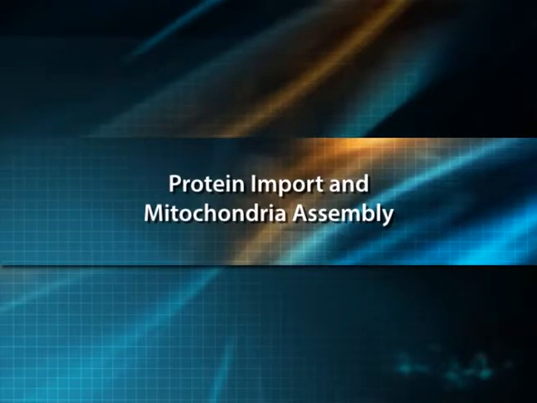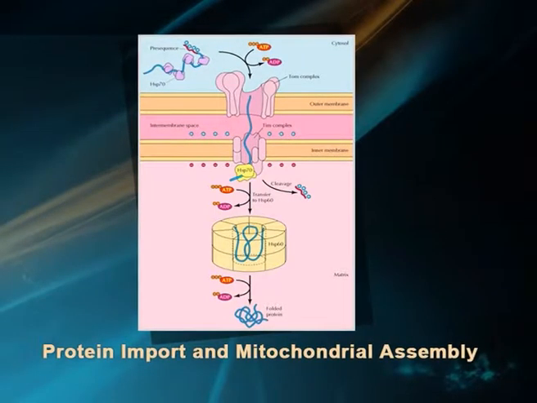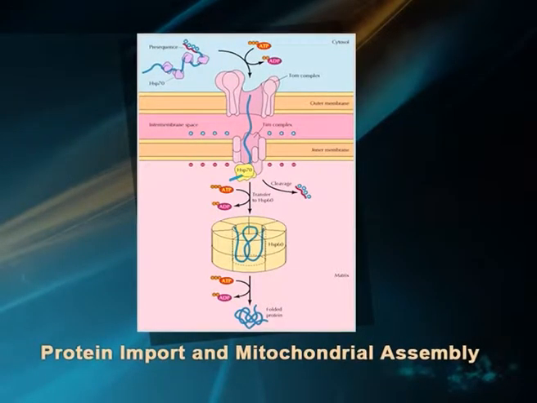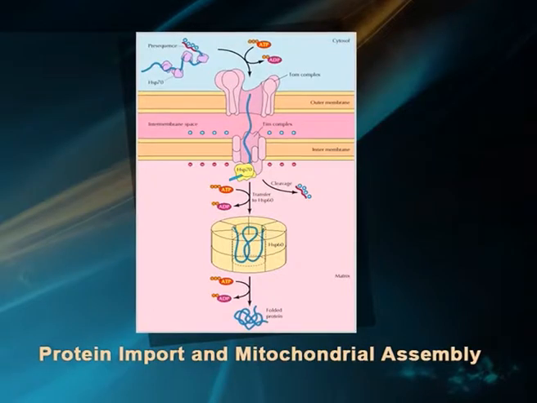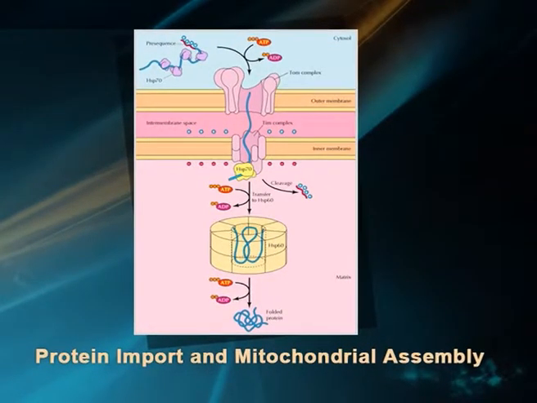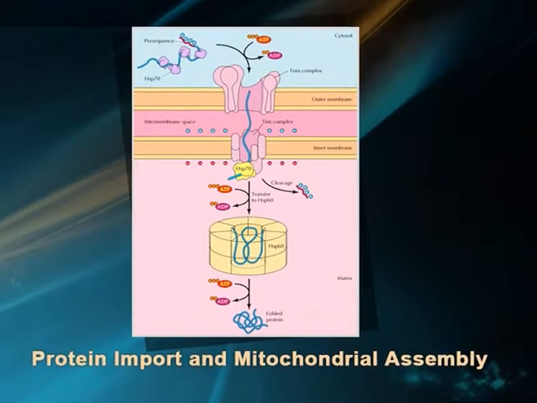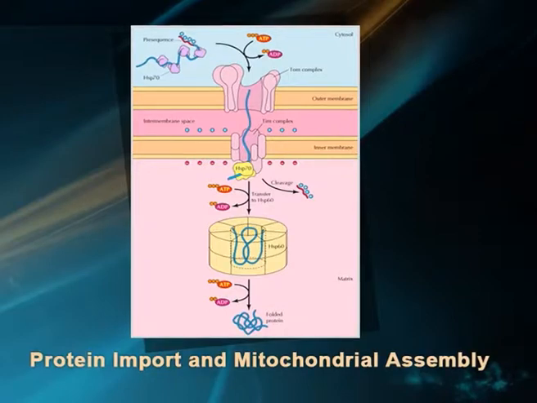Protein import and mitochondria assembly. In contrast to the RNA components of the mitochondrial translation apparatus, most mitochondrial genomes do not encode the proteins required for DNA replication, transcription or translation. Instead, the genes that encode proteins required for the replication and expression of mitochondrial DNA are contained in the nucleus.